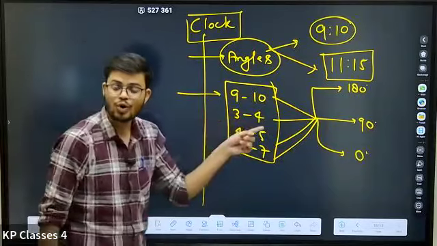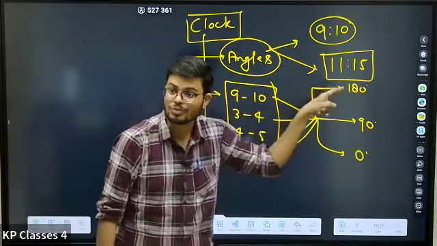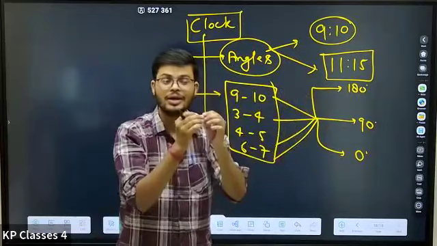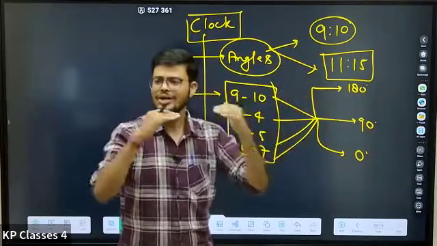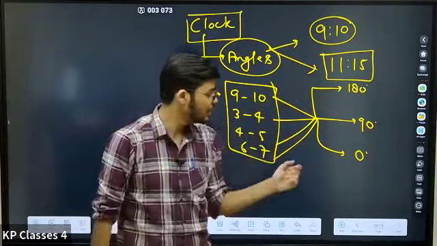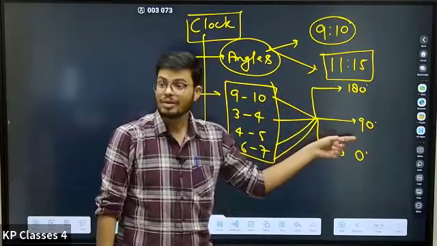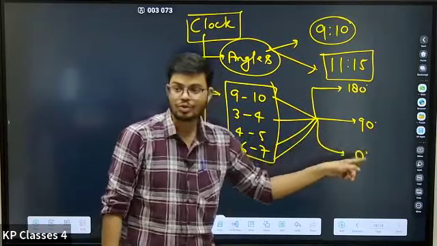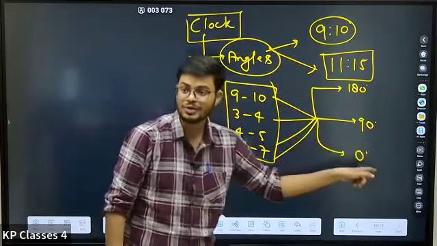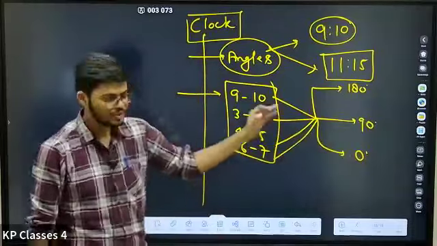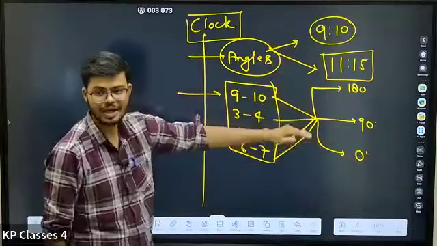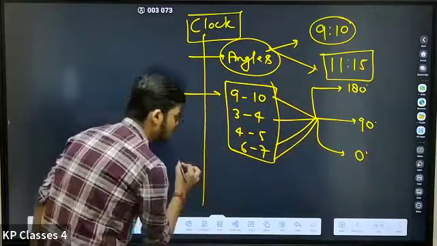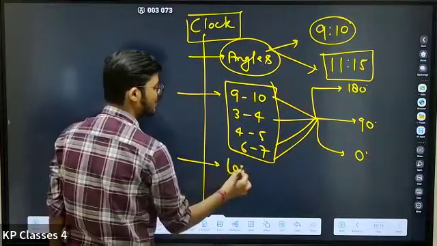Or they'll be saying, at what time between 9 and 10 will the hands of the clock be in a straight line? Or be making an angle of 180 degrees. In the second case, at what time will the hands of the clock be at a right angle? At what time will the hands of the clock overlap, be making an angle of 0 degrees and they will coincide? So in this way, this is the second type of question that we do get in the exam with regard to clock. Then the third is based on loss and gain.